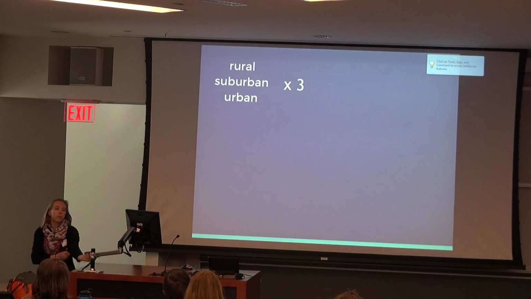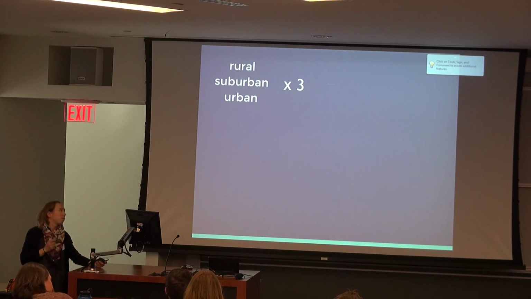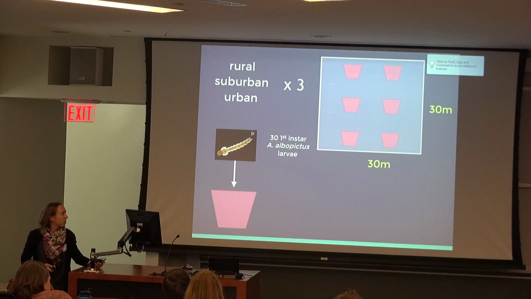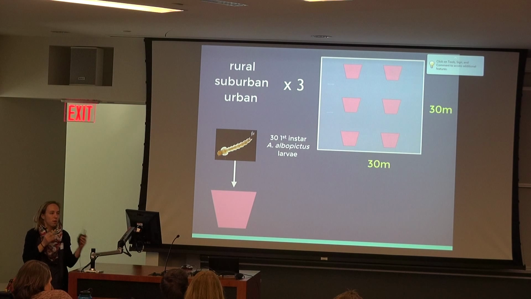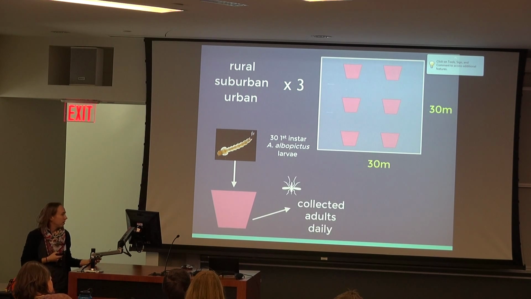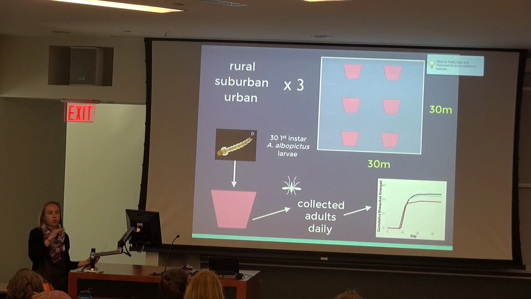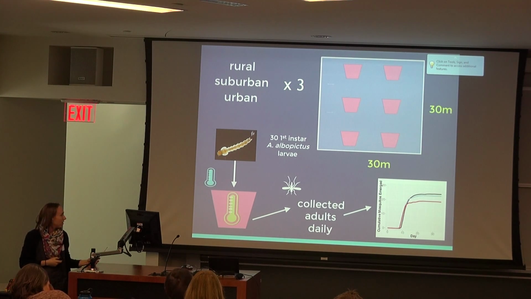To do this, we chose 3 rural, 3 suburban, and 3 urban sites. At each site, we placed 6 replicates of populations of 30 albopictus larvae. Then we visited these little pots of larvae every day, collecting mosquitoes as they emerged, and that allowed us to get emergence curves of how many mosquitoes are emerging each day. At the same time, we had temperature loggers, both in the larval environment, so in the water, and in the adult environment, which is just right next to the pots.